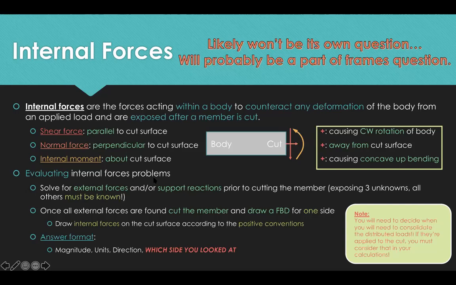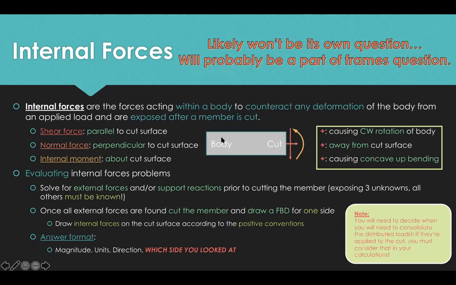So when you solve for internal forces, you're exposing 3 unknowns, right? Which is the maximum number of unknowns you can do if you're looking at one body, which you're going to be doing in an internal forces problem. So because you're only looking at one body, you can only expose 3 unknowns, which means every other force that's acting on this body has to be known. So if there's a vertical and a horizontal reaction happening here, say this body's pinned somewhere, if there's a reaction force here, you have to know those before you cut it. So essentially, you're going to have to solve for the external forces or reactions before you cut the member, right? Because you're exposing 3 unknowns, which is the maximum.